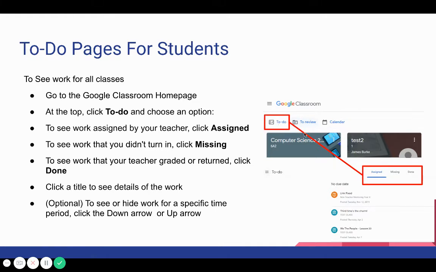When you click on it, you will see 3 choices: assigned work, missing work, or work that has been recently done. To see work that you didn't turn in, click on the Missing tab. To see work that your teacher has graded or returned, click Done. And then you can click a title to see the details of the work at any point. If you want to see or hide work for a specific time, you can click the down or up arrow. That's optional.